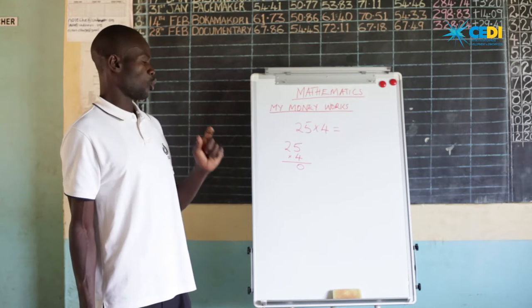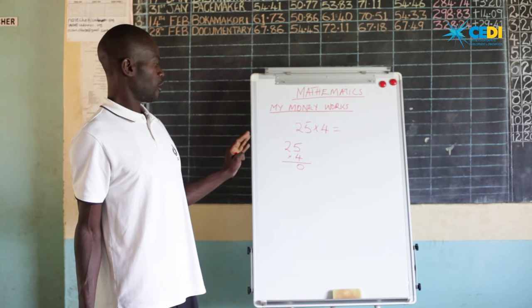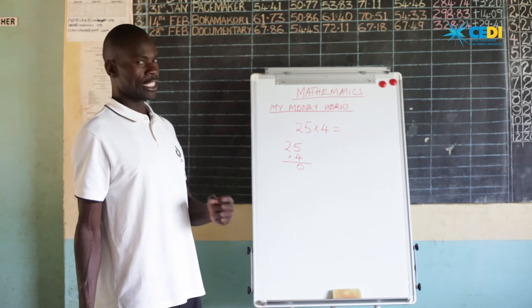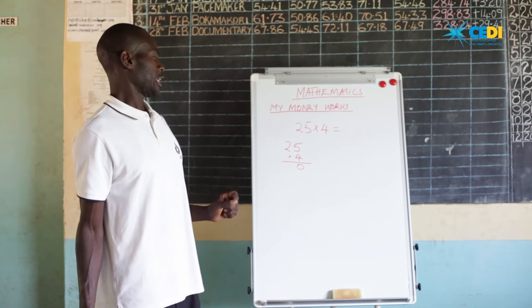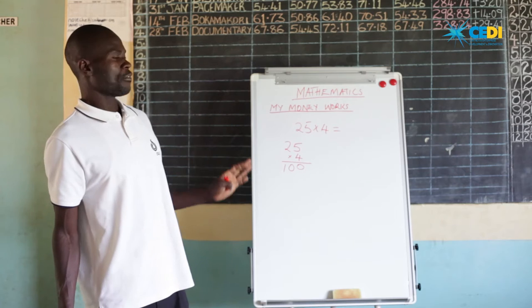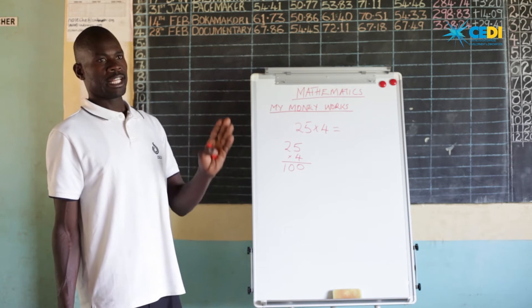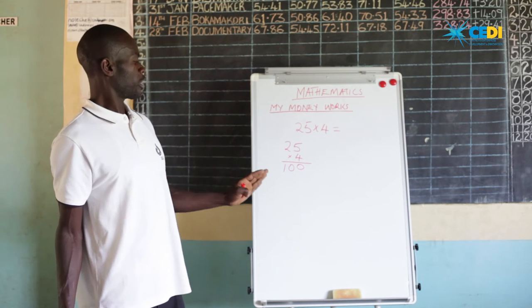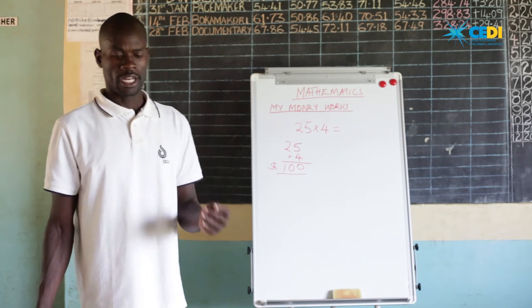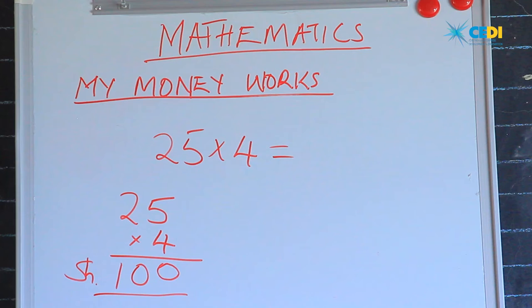We carry 2 tens. Then we multiply 4 times 2. 4 times 2 is equal to 8. Plus the 2 tens that we carried will give us 10. So we are going to write 10 here. So that means that if we were having 4 apples, and each apple costs 25 shillings, then we are multiplying them together, we will come up with 100 shillings. That is the total amount of money that one spends when you buy four apples at 25 shillings each.